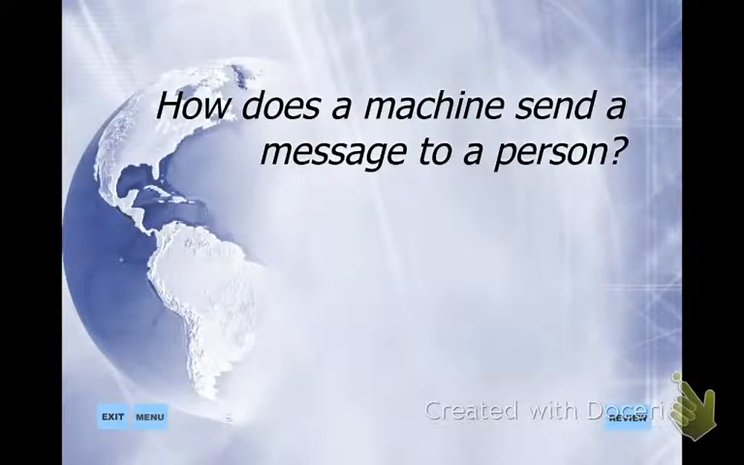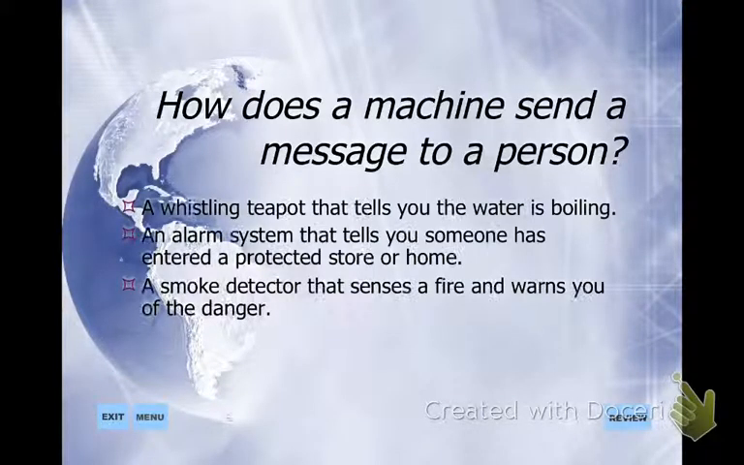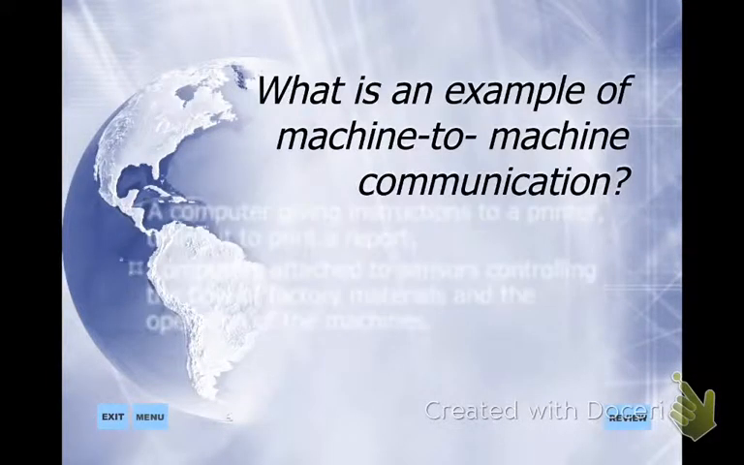How does a machine send signals to a person? Well, a teapot tells you the water's done, it's boiling. The alarm tells you to wake up, or in this case I wrote down that it protects you from your home, like if someone's broken in. So it's communicating a message to you. A smoke signal says, hey, there's a fire, get out. These are just simple ways machines are talking to you. Again, a form of communication.